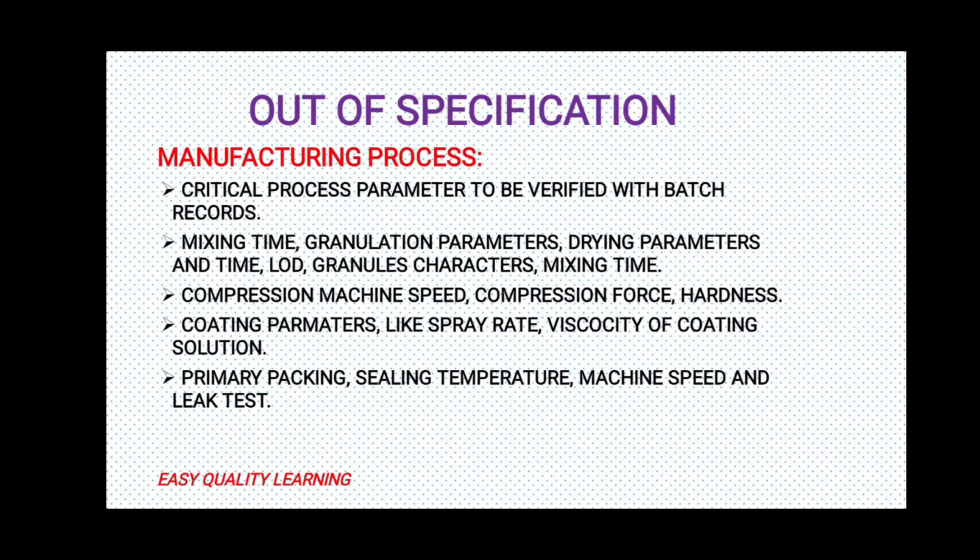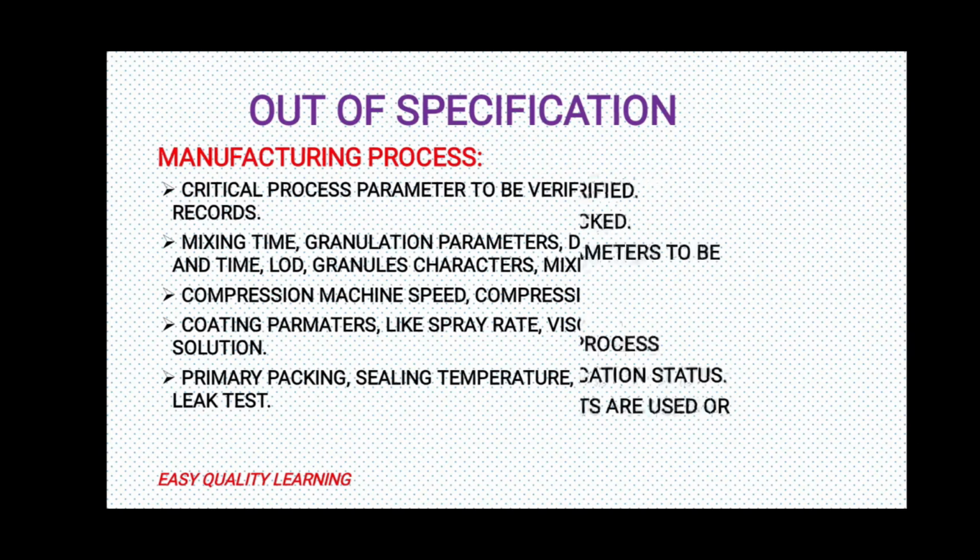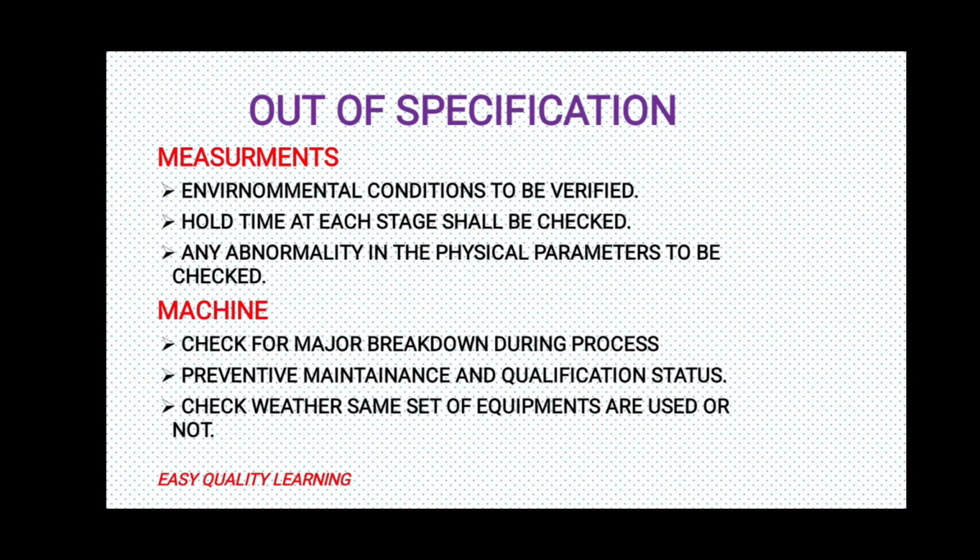This will also come as a critical process parameter. Then coating parameters like spray rate, viscosity of the coating solution. This needs to be checked at the coating stages. Then primary packing: sealing temperature, machine speed and leak test. This needs to be checked during primary packing of the product.